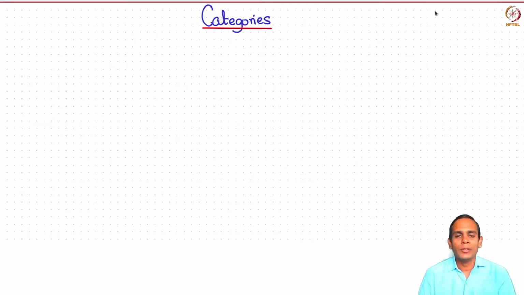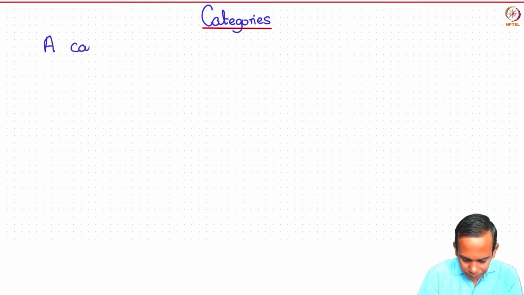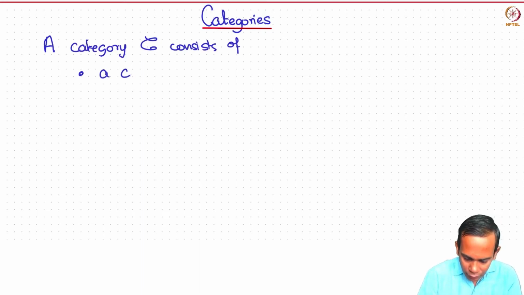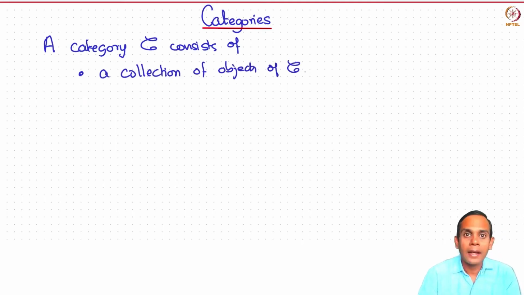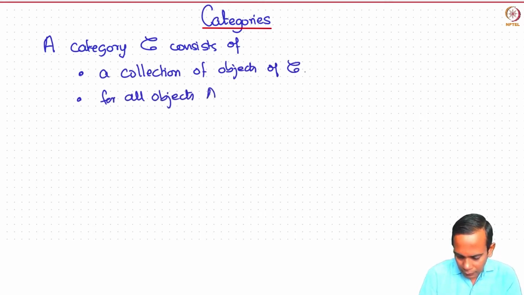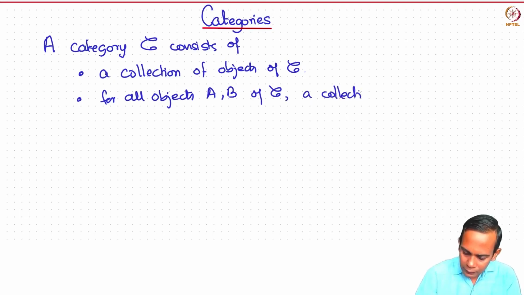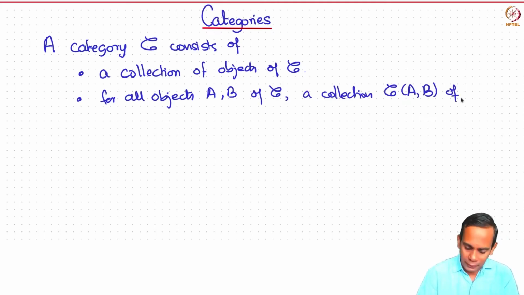In this lecture, I'll explain to you the definition of a category and give you some examples. So a category C consists of, firstly, a collection of objects of C. And secondly, for all objects A and B of C, a collection C(A,B) of what we call arrows from A to B.